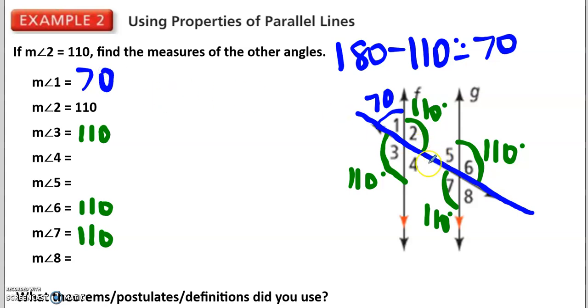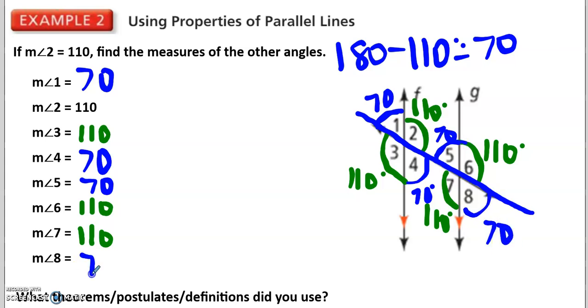How am I going to find angle 4? Vertical angles, right? Vertical angles tells me angle 4 is also 70. How am I going to find 5? Corresponding, right? Corresponds to angle 1, so this is 70. And vertical angles 5 and 8 tells me 8 is 70.